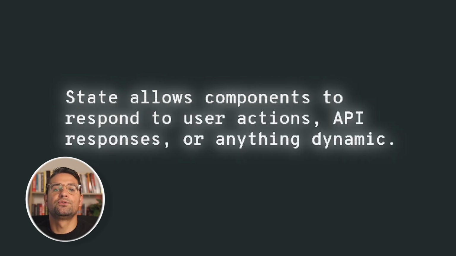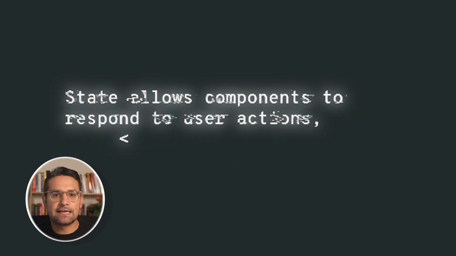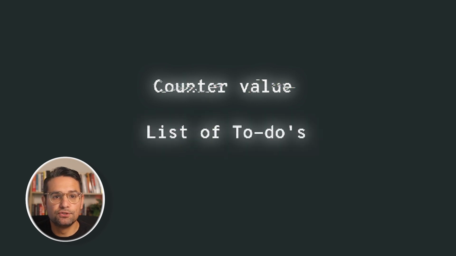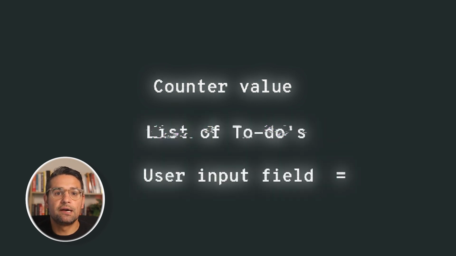So in plain English, state is really just data that changes over time. In React, state is what allows your component to respond to user actions, to API responses, or anything dynamic that's happening. For example, it helps you with a counter value, a list of to-dos, or even a user typing into an input field. Without state, your app is basically a static page. With state, it becomes interactive.